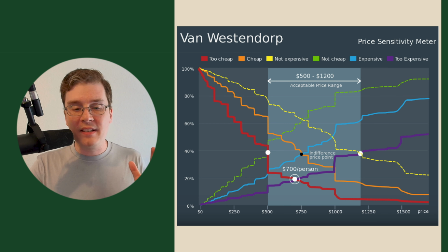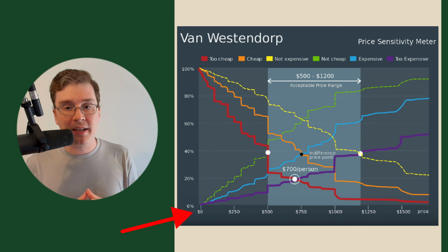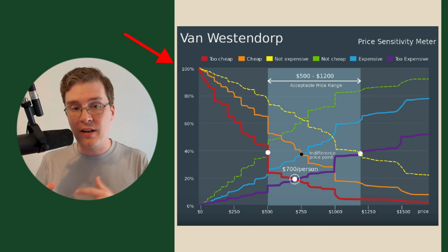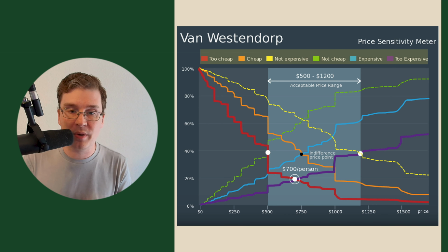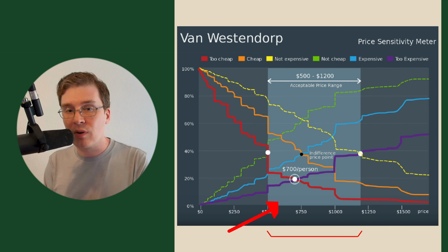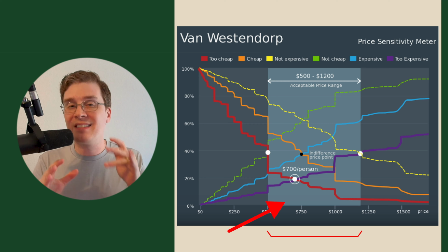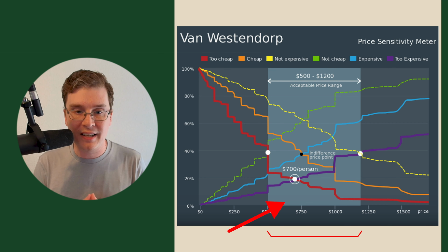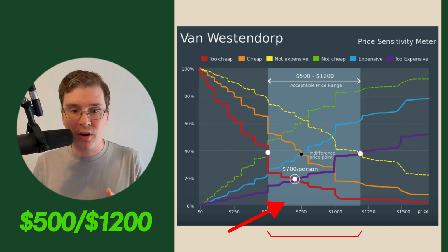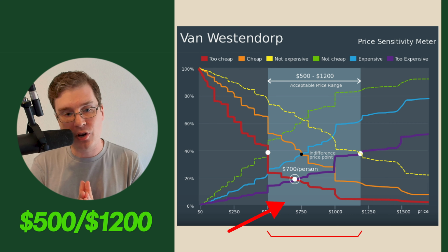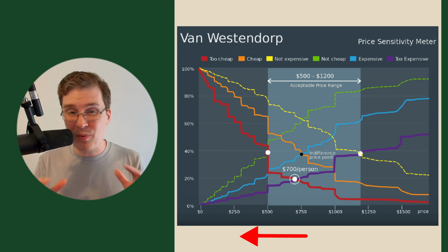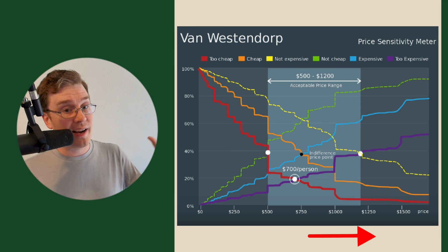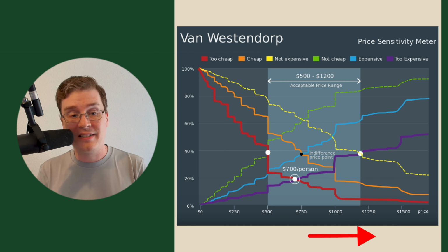Now, take a look at this price sensitivity graph from this survey. The x-axis equals price. The y-axis is the percentage of respondents. And each of these colored lines represents one of the questions that we talked about. Now, notice the gray shaded area in the middle. That's the acceptable price range in this example. That's roughly between 500 to 1200 that you can see on this chart. Everything to the left of that range, people felt the price was just way too low to be credible. Everything to the right, people felt it was too high to consider.